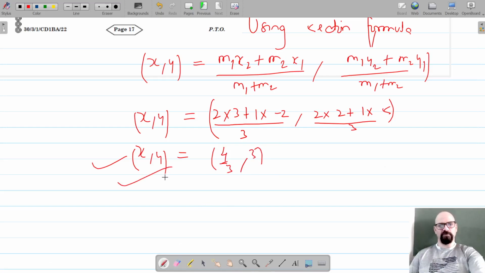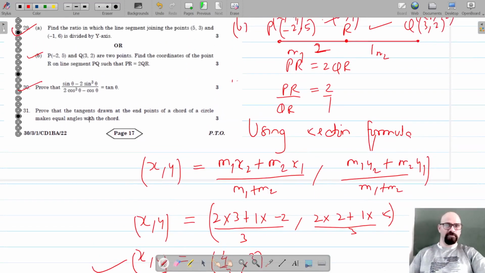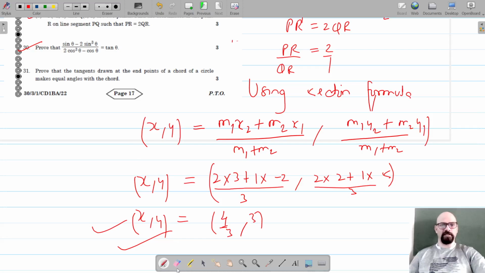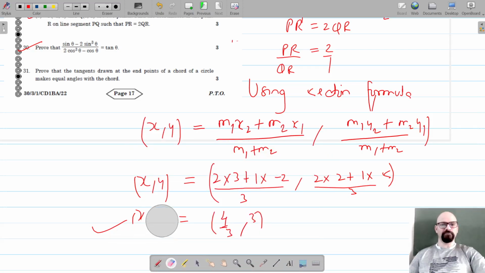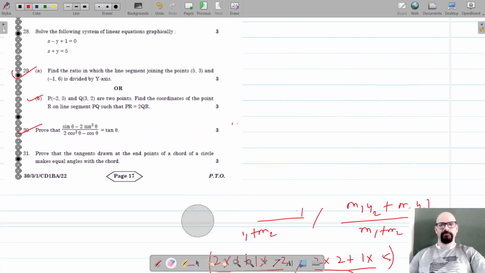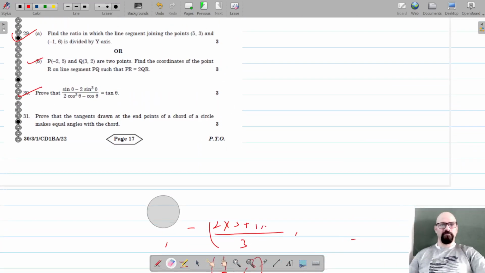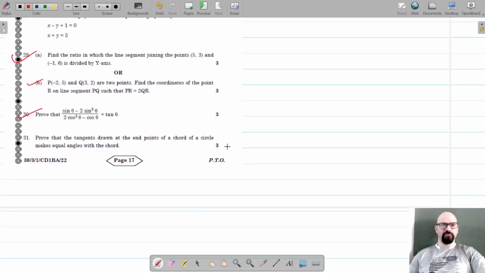So (4/3, 3) are the coordinates of the point R. Okay, moving on to the next question. That is question number 30, which is a trigonometric identity. We have to prove that (sin theta minus 2 sin cube theta) upon (2 cos cube theta minus cos theta) equals tan theta.